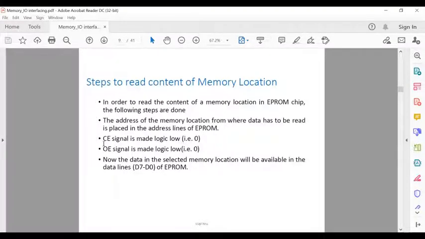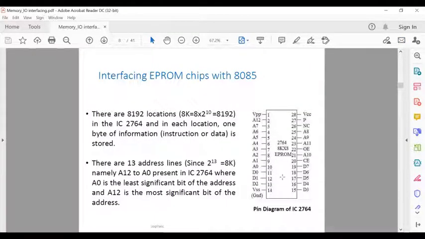Then second is the CE bar signal. The bar is not shown here, it is written wrongly, so you have to consider it as CE bar. The CE bar signal is made low, that is 0, and after that the IC is activated, because anything you connect with the microprocessor, such as this ROM and RAM, these are ICs, and the EPROM IC should be enabled first, then you can perform operations using it. Every IC needs some supply and some signal to activate or enable it. After enabling this IC, you can perform the actual operation.